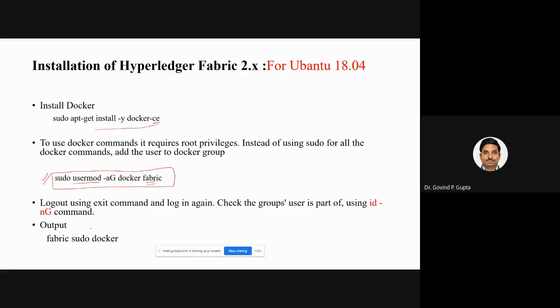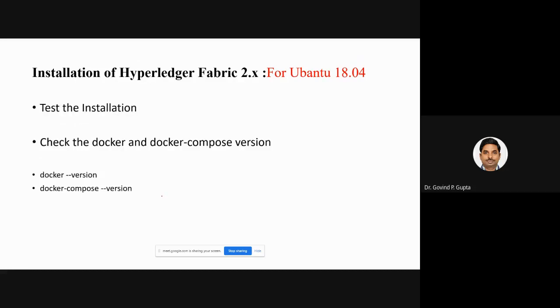Now after this, you have to test whether Docker is successfully installed or not. In order to check, simply run docker double hyphen version. If the command line gives you some output, it means Docker is installed. Similarly, you can check Docker Compose.